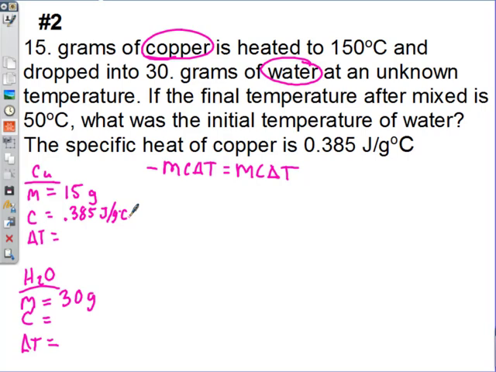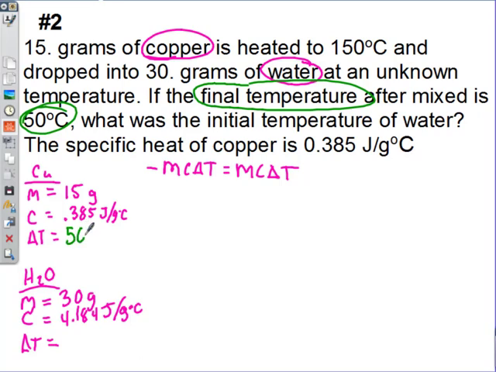Okay, so now we can do temperature. I am also missing a C for water, H2O. So remember, that's when you have to have memorized. The specific heat of water is 4.184 joules divided by gram degrees Celsius. All right, now I just need ΔT for both. Remember, ΔT is final minus the initial. So the final temperature in this problem is, the final temperature after the mixture is 50 degrees. So I'm going to put 50 degrees right here, 50 degrees, and 50 degrees. Final minus the initial.